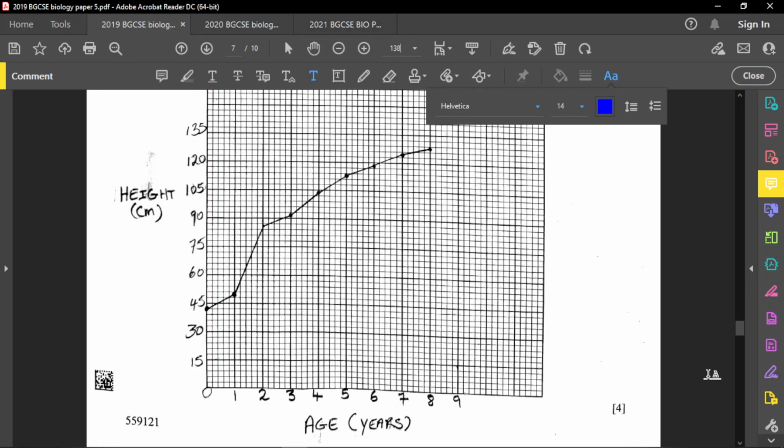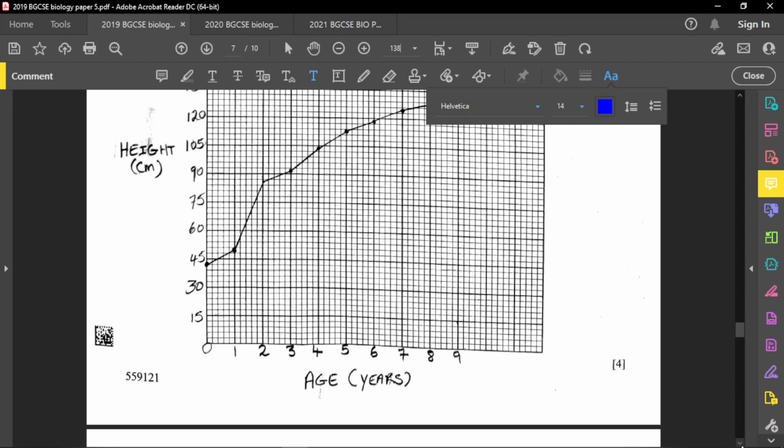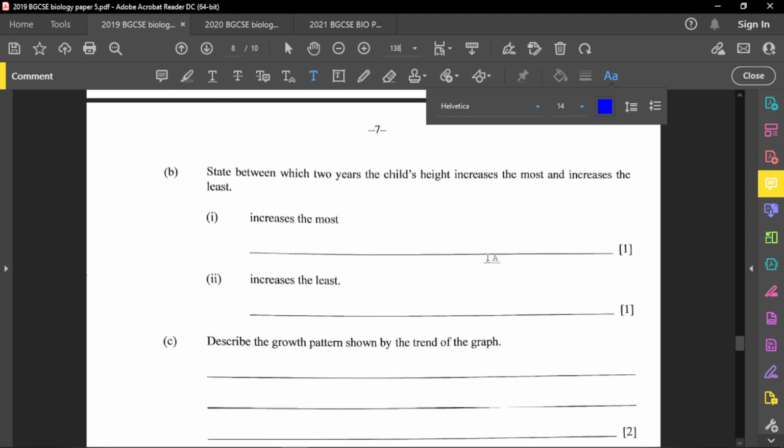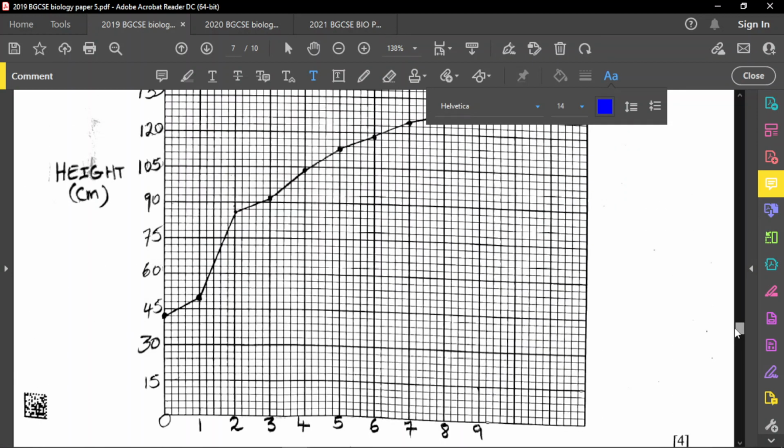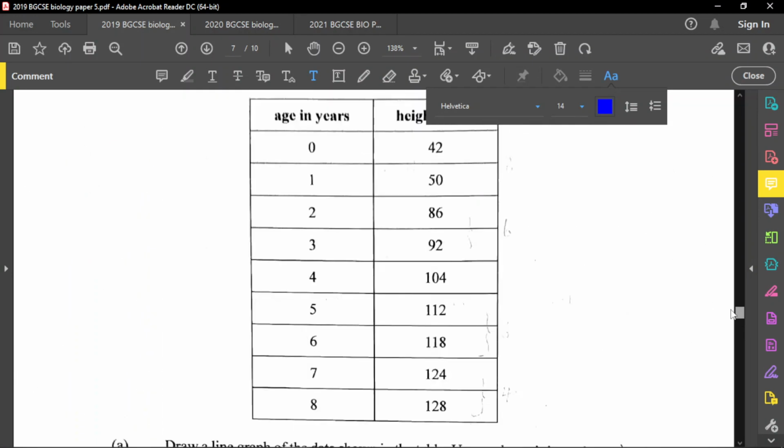Let's jump on to the next part of the question and dive into it as much as we possibly can. So the next part of the question here is part B, and it states: state between which 2 years the child's height increased the most and increased the least. So we're looking for the increase the most and the increase the least within 2 years. Based on the graph itself, you can see it on the graph, and you can even go back to the chart and actually see it.